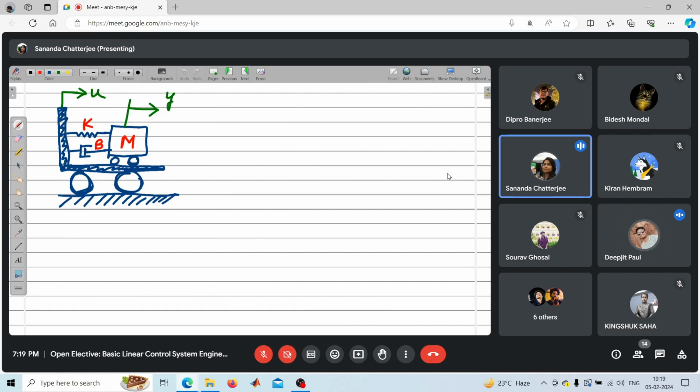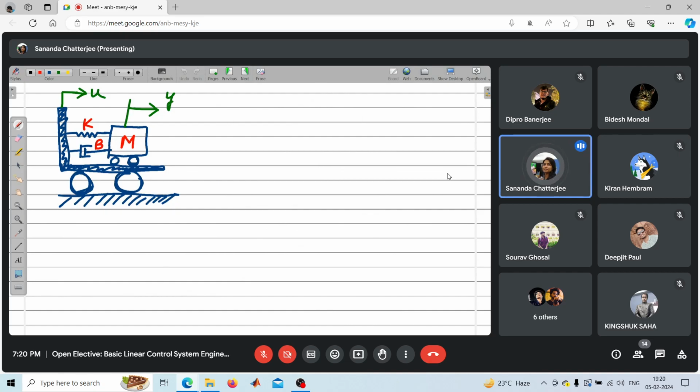Yes, ma'am. So my drawing is not that good. You have to bear with it. So we will provide an input, that is displacement to this platform only, and we will record the displacement of this mass. Okay, so can you tell me what will be the differential equation involved?